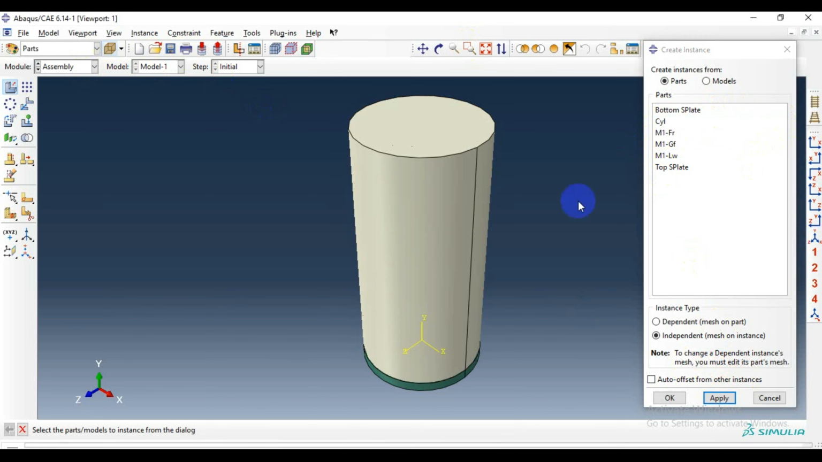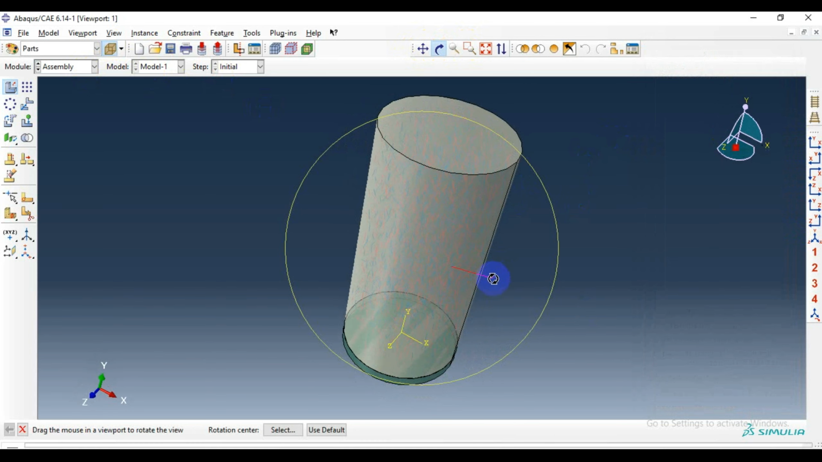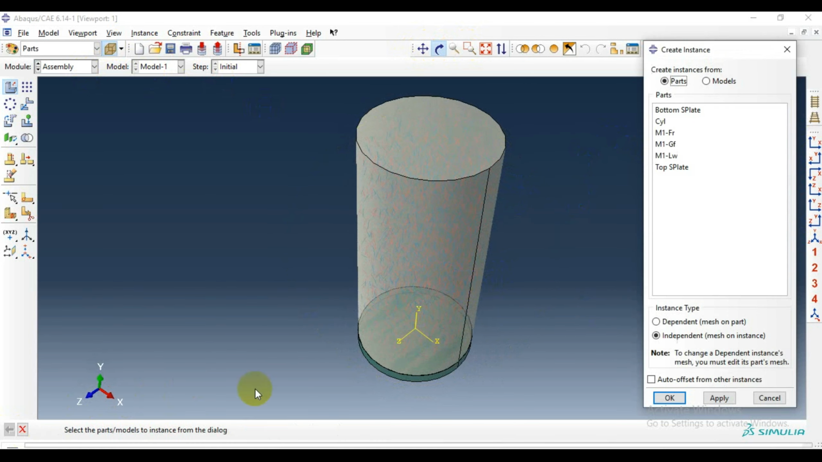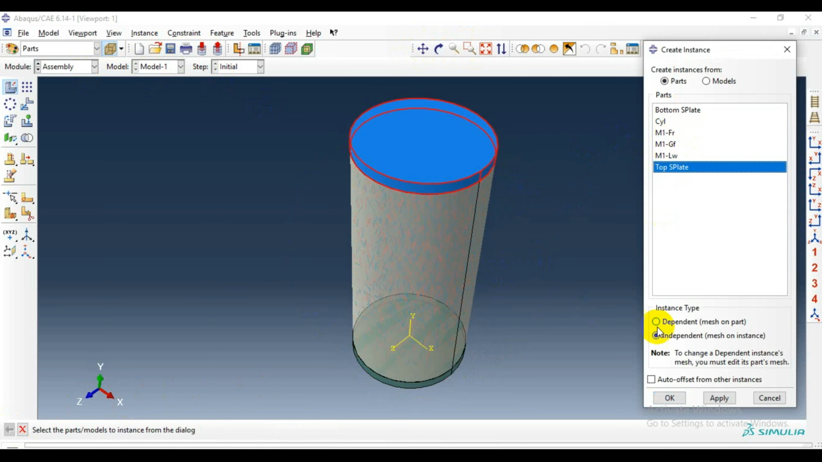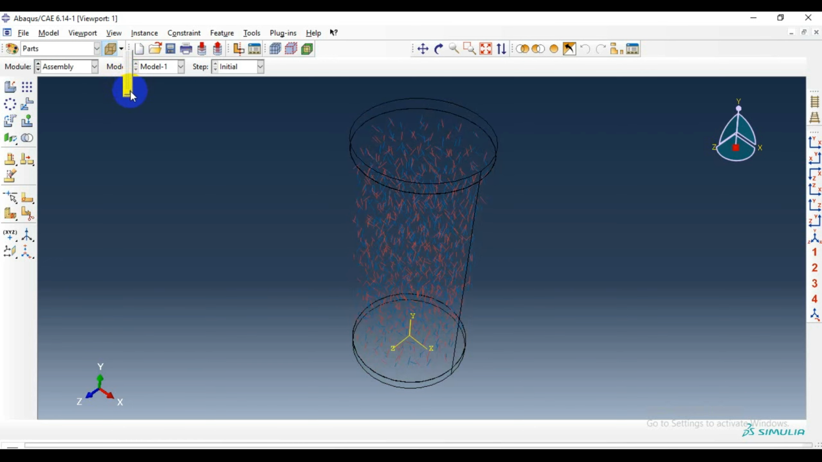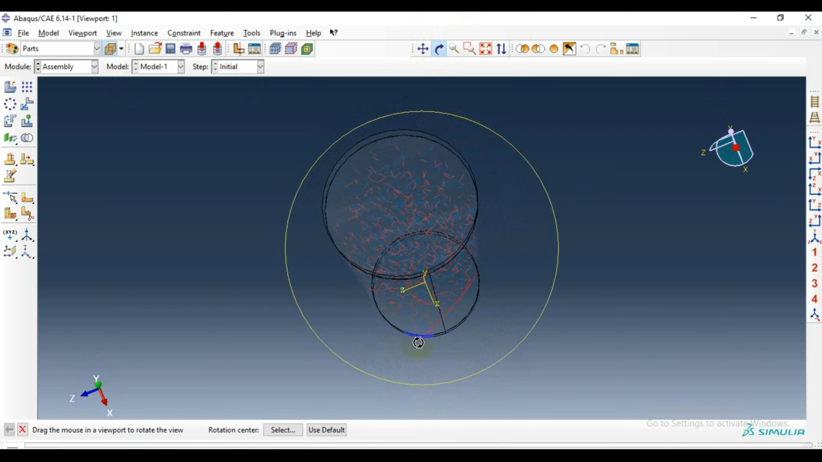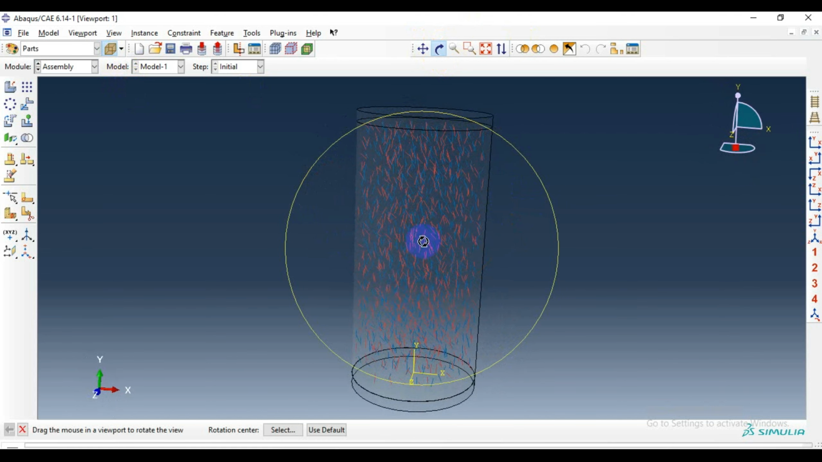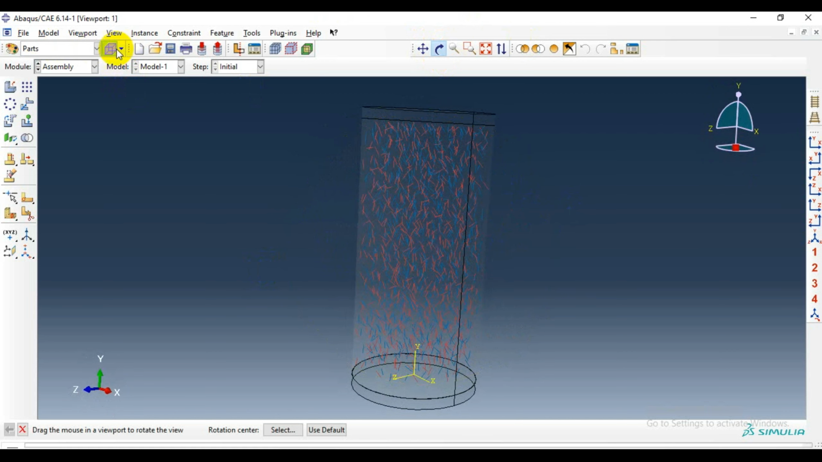We can switch on the transparent view to see what's going on inside our model for the fibers. Also, we have this top plate that's given over here. And just look at how the fibers are placed automatically by itself in this concrete cylinder here.